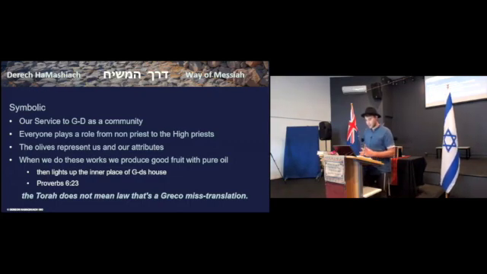But there's more to it. When we do these works, we produce the good fruit to make the oil from, which lights up the menorah, the inner place of God's house. The light, though, is also representative of God's Torah.